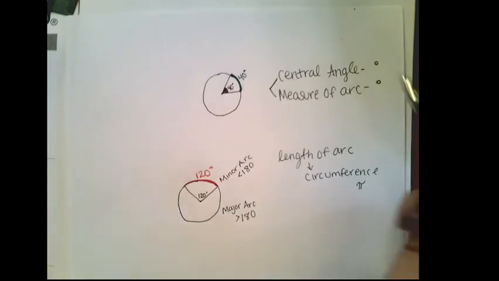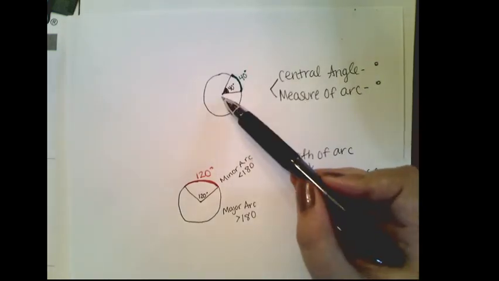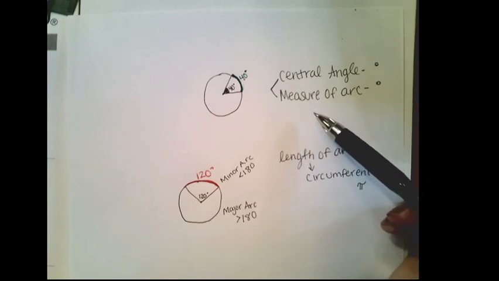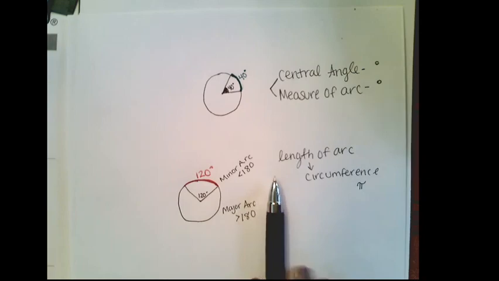So it's not a big lesson today. This is it, just looking at the relationship between the central angle and the measure of the arc. So I do have just a couple questions for your homework today, and we'll talk more about this tomorrow.